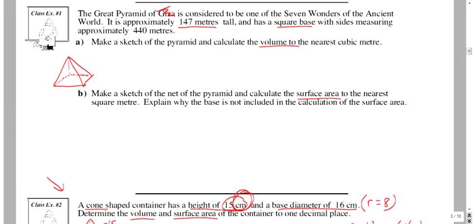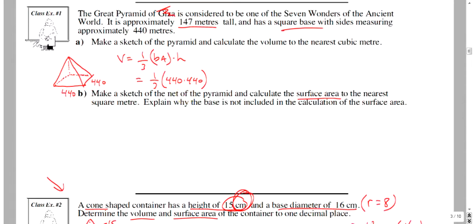What's my shape? Pyramid. Look it up. What's the formula for volume? Volume is 1/3 that of a prism with the same dimensions. Base area times height. Okay, what's the base area? My base is a square. Each side is 440. That's 440. That's 440. So my base area is just a square, right? Volume is 1/3 length times width.